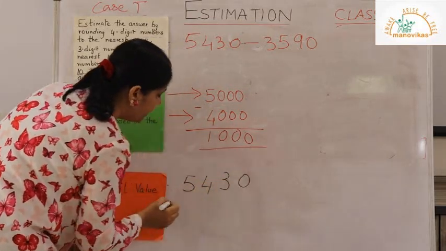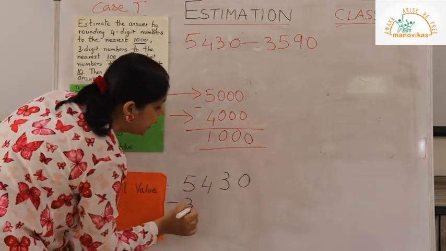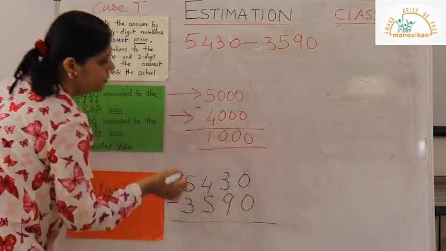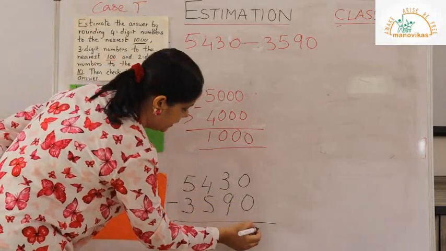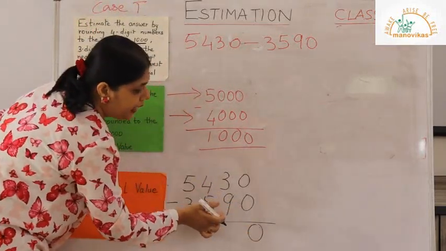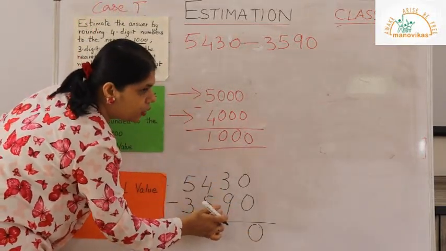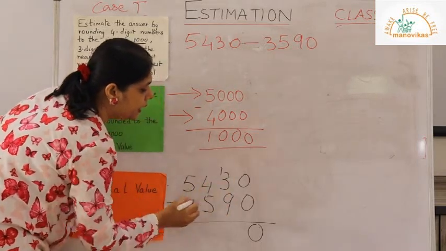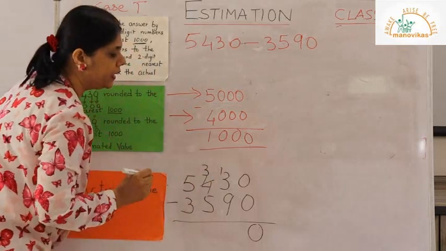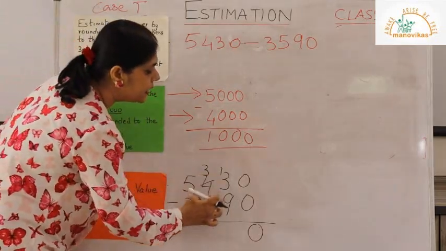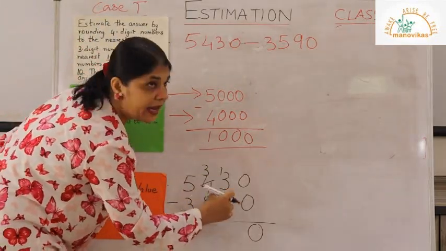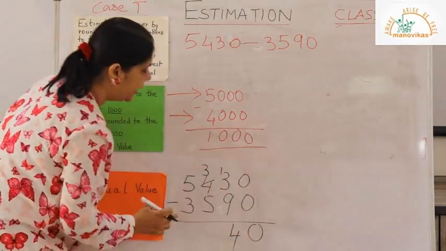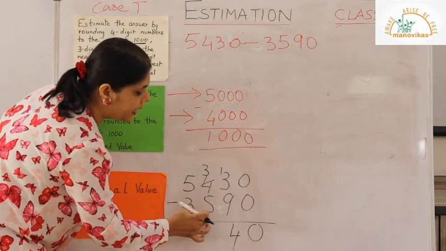5430 minus 3590. Now subtract. 0 minus 0 is 0. 3 minus 9 cannot be done, right? So what will happen? You borrow 1. This will become 13. This will become 3. So 13 minus 9 is how much? 9, 10, 11, 12, 13, right? 4. Again, 3 minus 5 cannot be done.